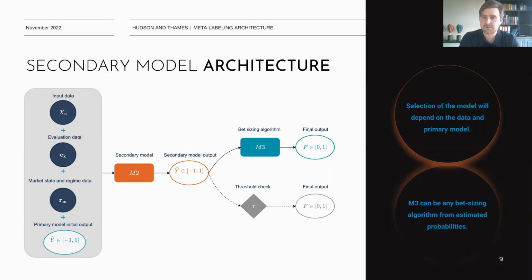In the previous paper that Jacques wrote on the theory and framework, he used an empirical cumulative distribution function that you train on the training data, and then you apply it to the test data. The idea is that low position sizes that don't frequently occur would be filtered out, while if you have a high position size, you would give a larger position size to that. And the selection of the model will depend on the data and the primary model. What's the relationship between the two? And as we mentioned, M3 can be any bet sizing algorithm from estimated probabilities.